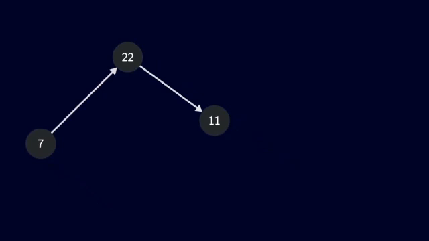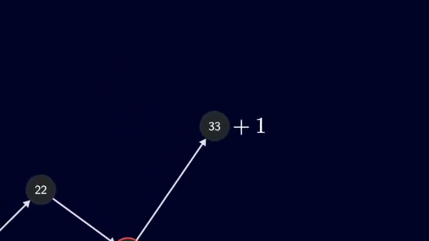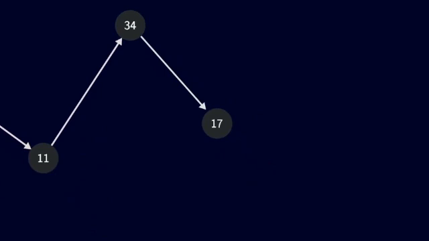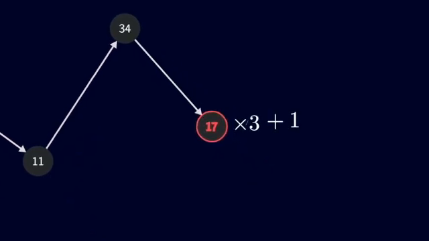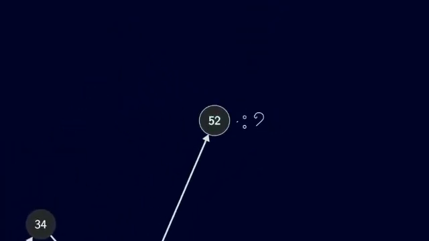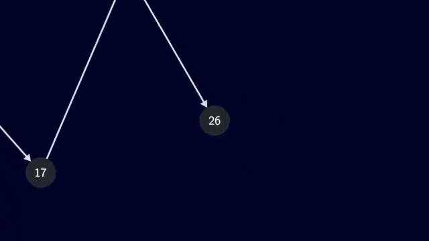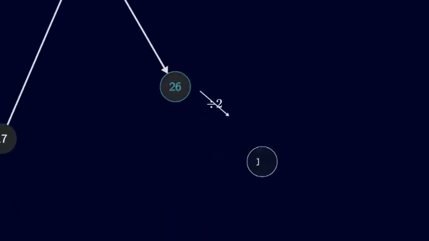Now we keep applying these two rules. 11 is odd, so we multiply by 3, 33, and add 1, 34. Even, divide by 2, 17. Odd. Multiply by 3, 51, add 1, 52. Even. Divide by 2, 26. Still even. Divide by 2, 13.